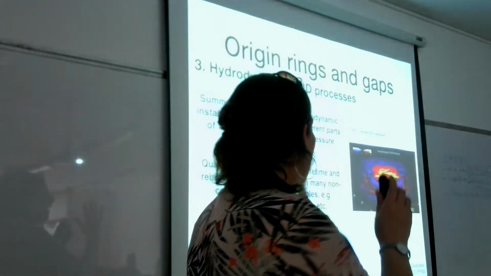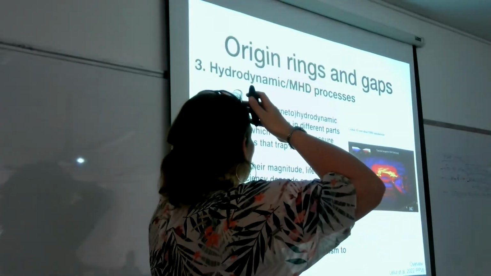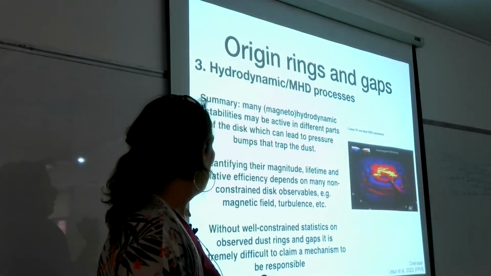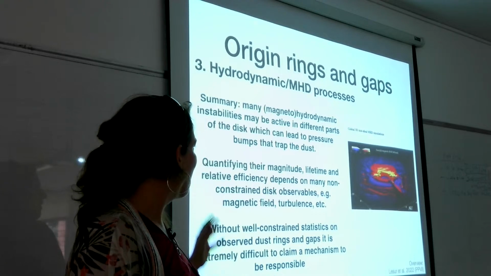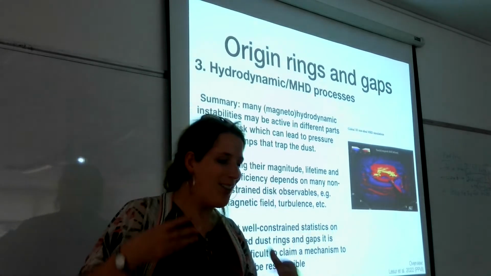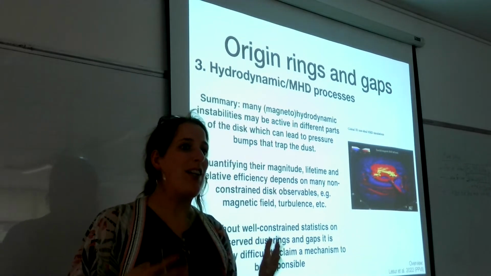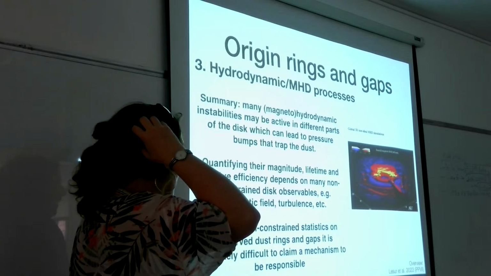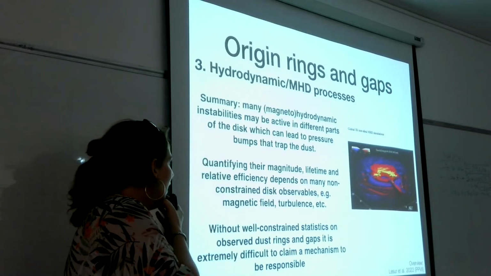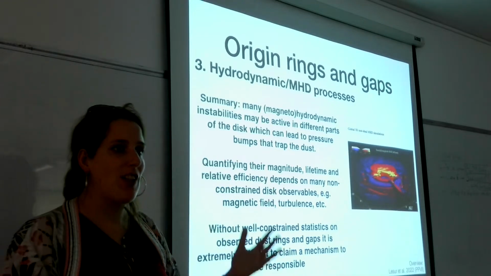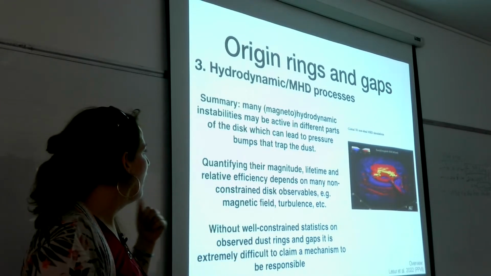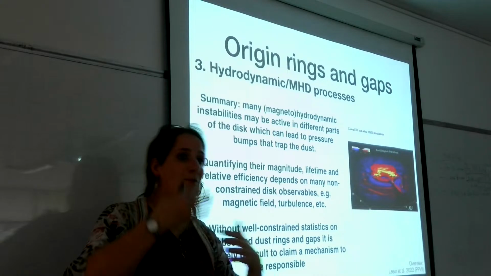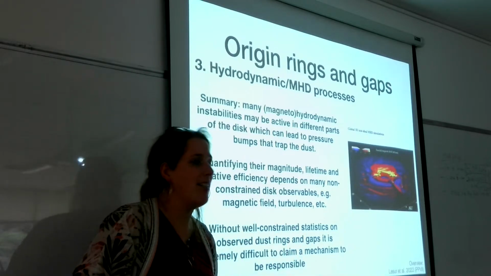Some people really like these kinds of hydrodynamic instabilities because they can create dust rings everywhere. They may be active in different parts of the disks, but without real testable observables, it remains really hard to confirm or essentially deny them. Hopefully, if we have larger samples, like a uniform approach of magnitude, lifetime, and relative efficiency of these observables, that means we can actually start to test these mechanisms.